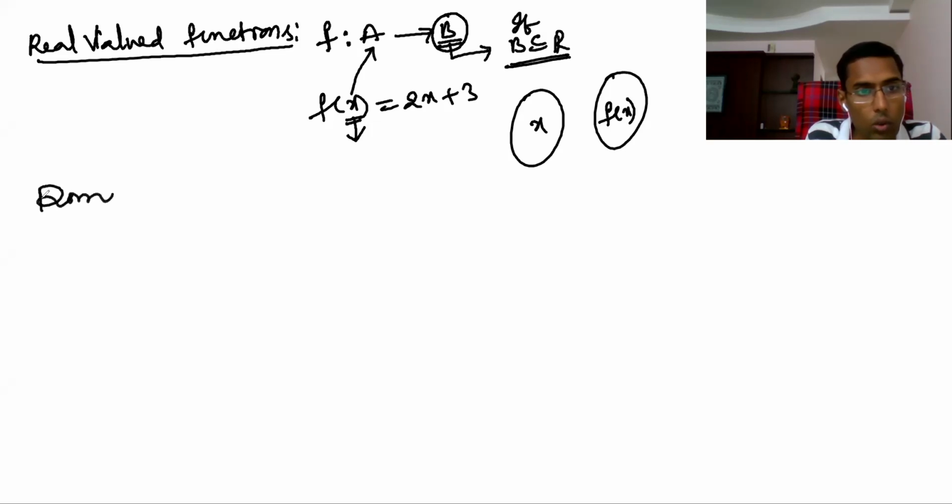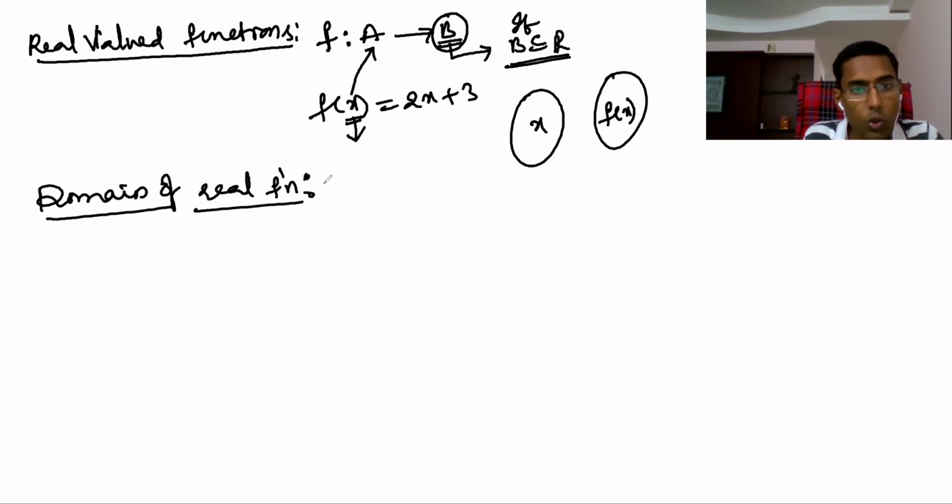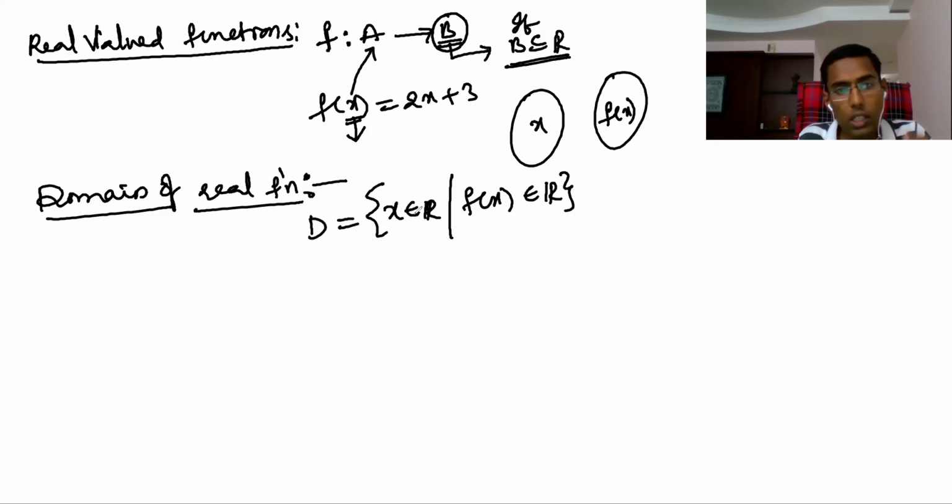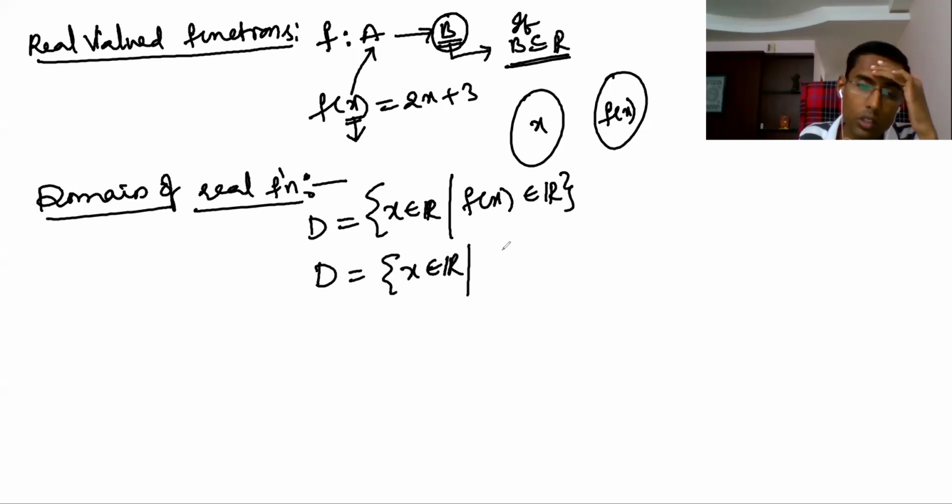What is the domain of a real function? I am writing the domain of a real function. They will not give it to you; you have to find it. Domain equals the set of x belongs to R such that f of x is also a real number. Okay, domain I have defined. Domain of real functions equals the set of real numbers where f of x is also real. Or you can say it like this: the set of real numbers such that f of x is defined.